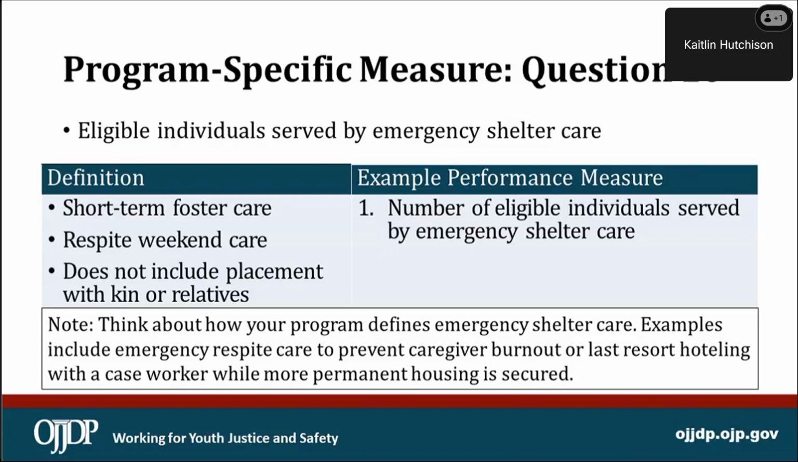Perhaps your organization partners with your local community-based behavioral health provider to provide emergency respite care during times of crisis. Or perhaps you partner with a local treatment foster care or therapeutic foster care provider that can offer short-term respite care until the crisis has been resolved and the youth can re-enter their foster home placement. Or in worst case scenarios, did the client have to stay in a hotel with a caseworker or guardian because no foster care homes were available during a time of crisis? Again, the key here is to think about how your specific program defines emergency shelter care while more permanent housing is secured for the youth.